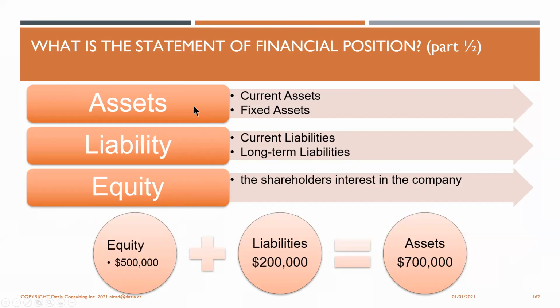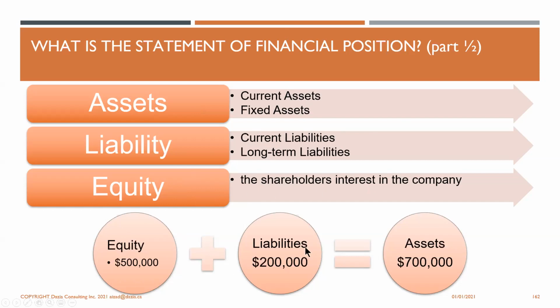By assets, we mean the value of their assets, which include, of course, their equipment, plant, land, machinery, and other stuff. There are 2 main types: current assets and fixed assets. So these are the things we want to know. What is the value of the company? Liability is, what are their loans? What loans do they have to pay within a year? And what are their long-term loans? And then equity is the shareholders' interest in the company. So that is the equity.